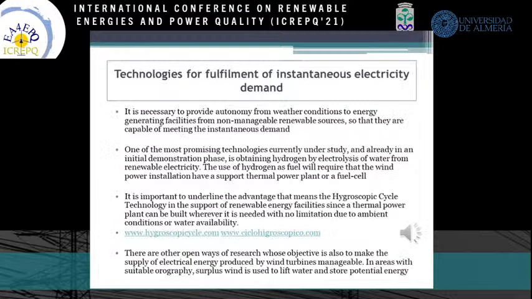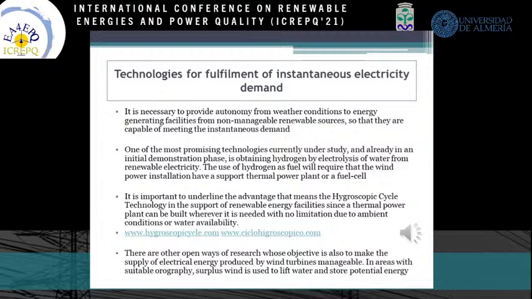Regarding technologies for fulfillment of instantaneous electricity demand, we have to say that it's necessary to provide autonomy from weather conditions to energy generating facilities from non-manageable renewable sources, so that they are capable of meeting the instantaneous demand. Wind energy is, together with hydroelectric, the most exergetic of renewable energies, but nevertheless, and in contrast to hydroelectric, it does not allow by itself to meet changing market demands. New ways of making the supply of wind energy manageable are being studied.